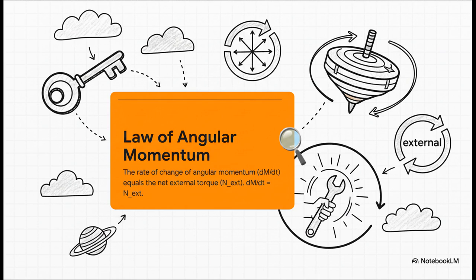Okay, now this right here, this is the master key to the whole problem. This is a fundamental law of the universe, and it's going to do all the heavy lifting for us. It says that the rate your angular momentum changes is equal to the net external torque on your system. Seriously, burn that word external into your brain. It's the secret to everything.